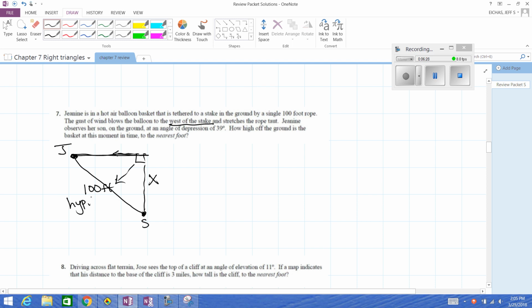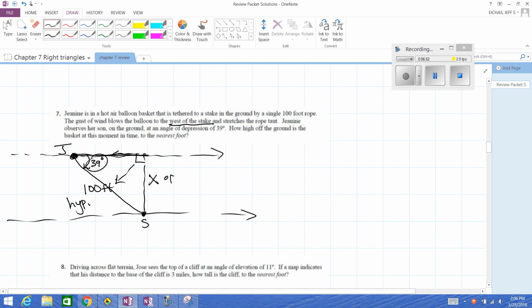Okay, a little tricky. Angle of depression. So what we do is we have to look parallel to the ground. Let's assume that's the ground. So if she's looking back this way, she should be looking right here. Depression means you're looking down, and then that's 39 degrees. So that's how I interpret the picture.